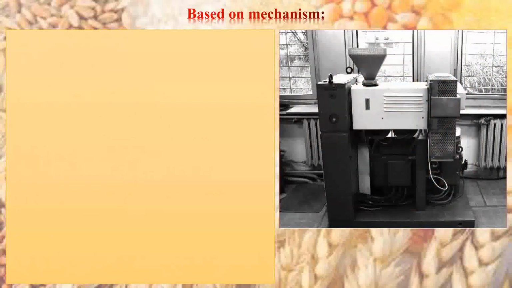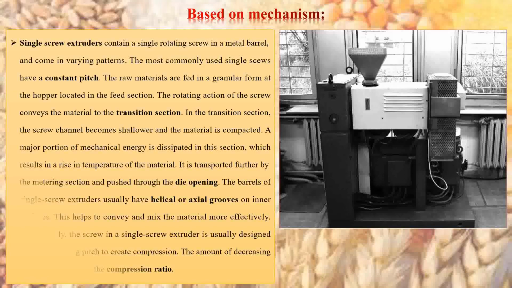And now, based on mechanism, what are the types of extrusion? This diagram that we're seeing right here is actually a single screw extruder. Now, what is a single screw extruder? The single screw extruders have a constant pitch. The inner surface of the barrel of the single screw extruders has axial or helical grooves.